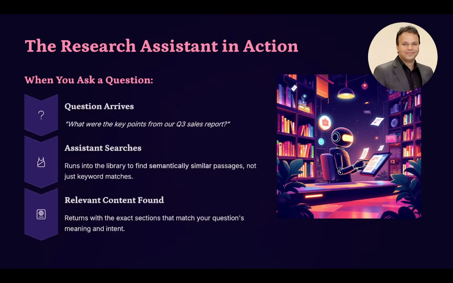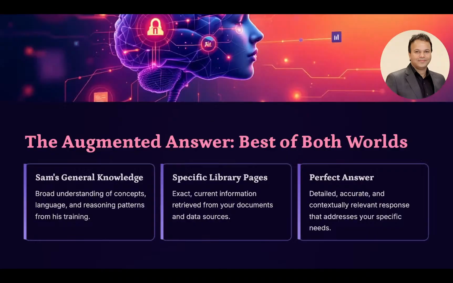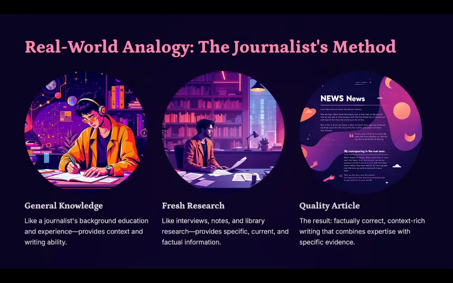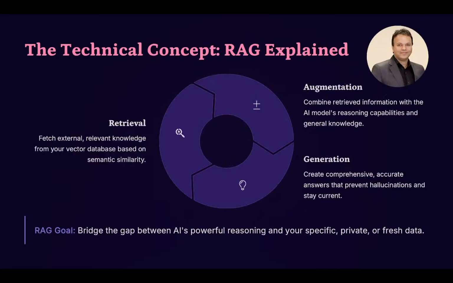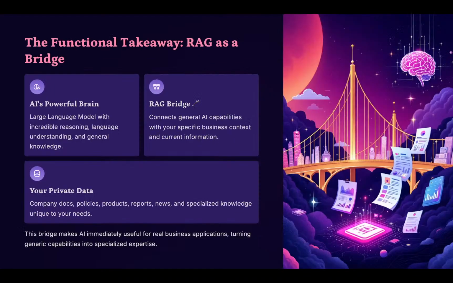Say, what were the key points from the Q3 sales report? It does not go to the LLM, but it goes to the newly updated data and matches it and uses the LLM's power to give beautiful English and understand. So general knowledge and library pages and perfect answer is an analogy you can think of, right? So there is the research knowledge comes up with a final quality article. For example, a journalist wanted to do an article and publish it. So we know this. I'll skip through this.